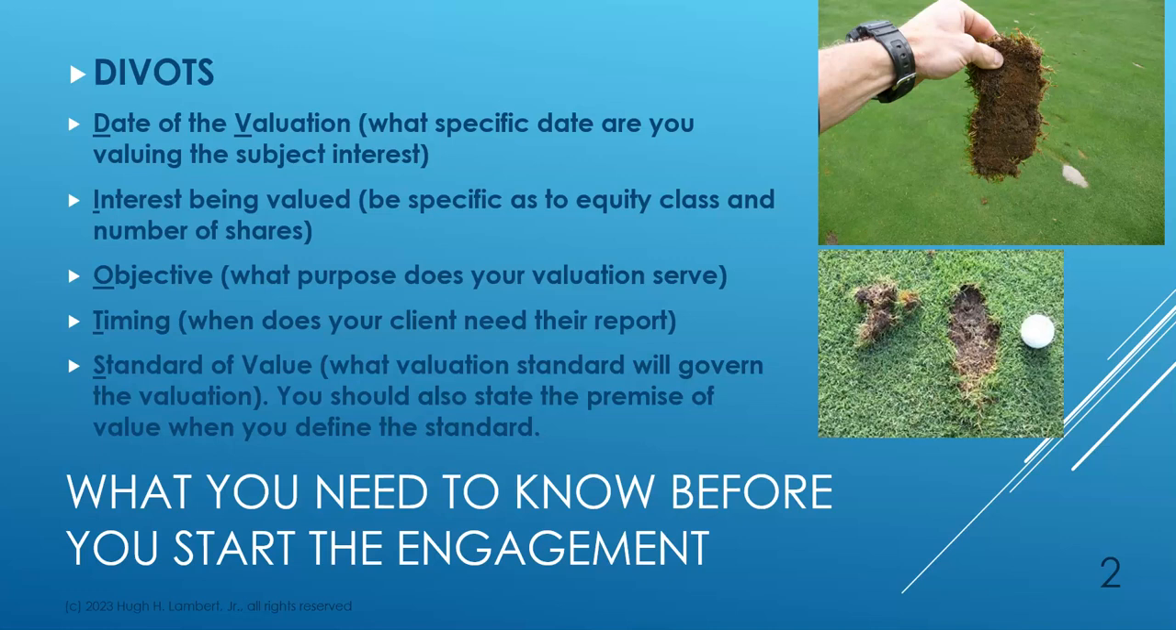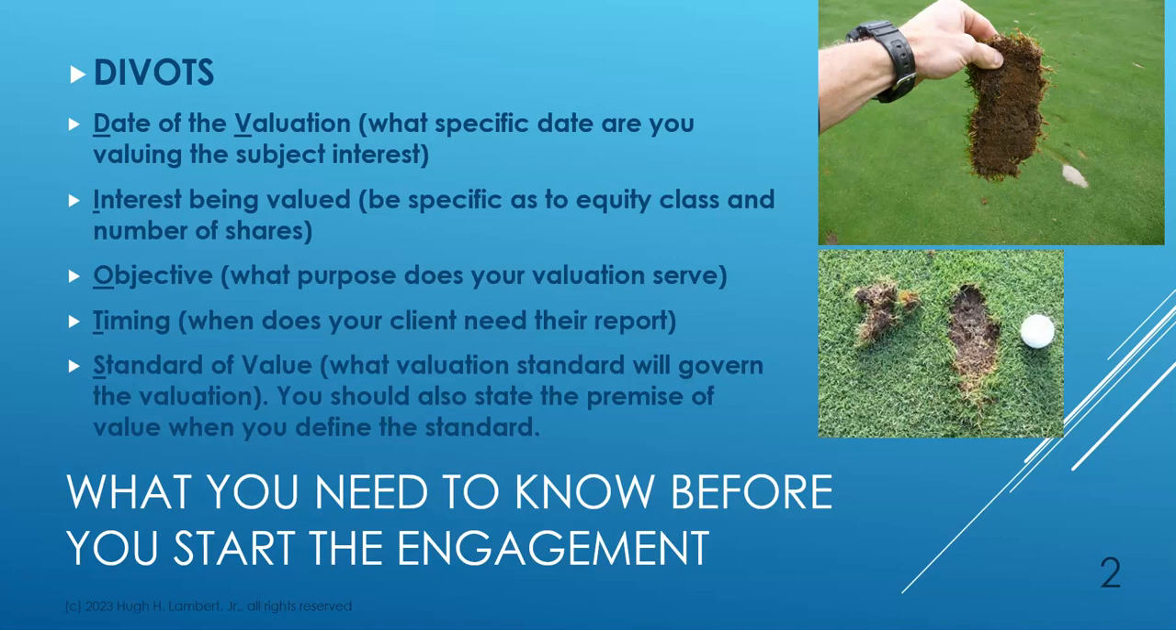And I've made an acronym or mnemonic to help you remember these things, and it's called divots. Now, if you play golf, you know what a divot is. It's that big patch of grass that gets created when you swing the golf club and hit down on the ball. You can see some pictures of them on the right. Divots actually stands for the things you need.